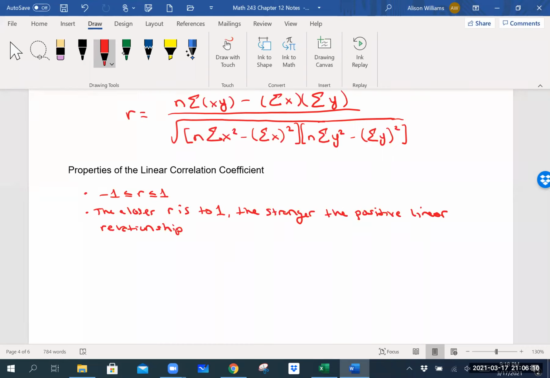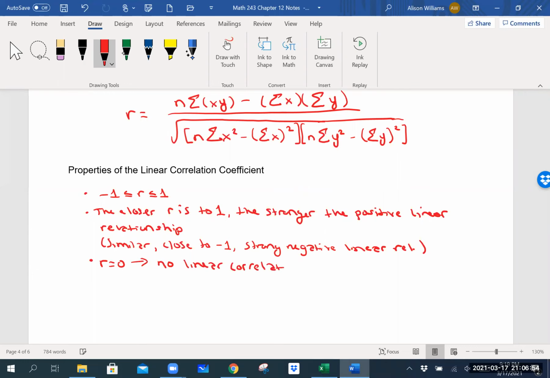And similarly, the closer it is to -1, oops, that's not how you spell close. Close to -1 means a strong negative linear relationship. And I'm going to abbreviate that. Okay. When it's close to 0, or even stronger, if it actually equals 0, that means that there's no linear correlation. So this means no linear correlation.